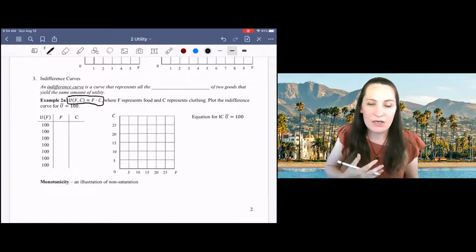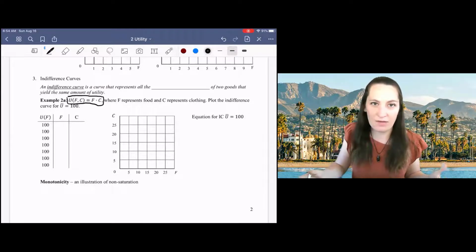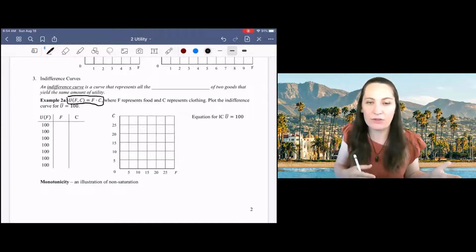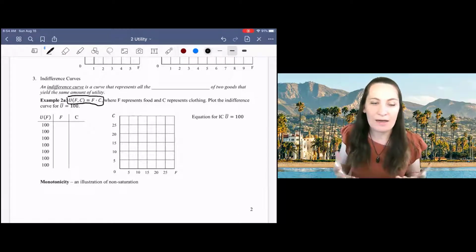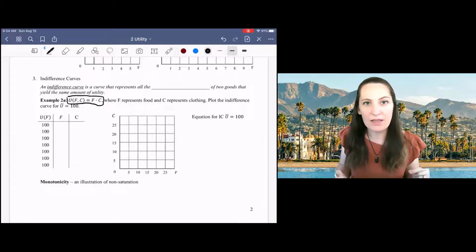And I want to start to describe this utility function or this consumer's preferences. But to do that, particularly graphically, I need to get rid of one of the variables, right? Because now I have three variables. I have utility, food, and clothing. And I can't put that on a two-dimensional graph. So what we're going to do is hold utility constant and just graph combinations of food and clothing that give me a constant level of utility.